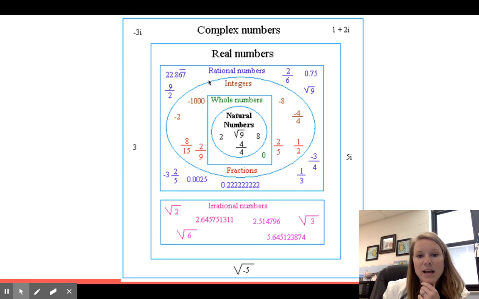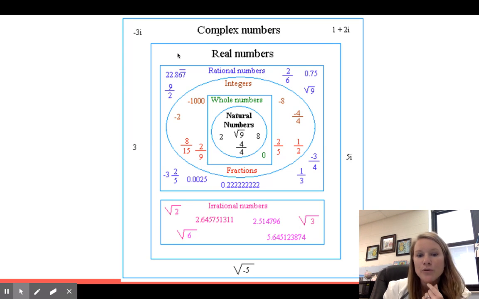And then outside of the whole numbers, we've got integers, okay? So there's some examples of our integers, and integers are whole numbers and natural numbers. And then outside of that, we've got rational numbers, okay? So there's our rational numbers, some examples. And rational numbers are integers, whole numbers, natural numbers. Those are all included in rational numbers.